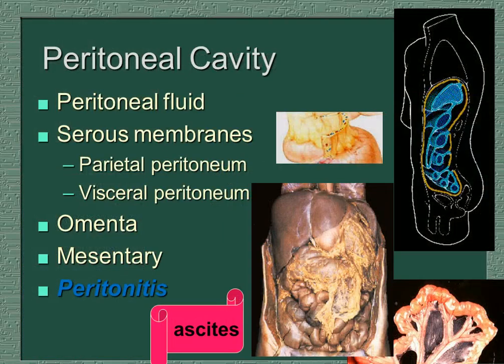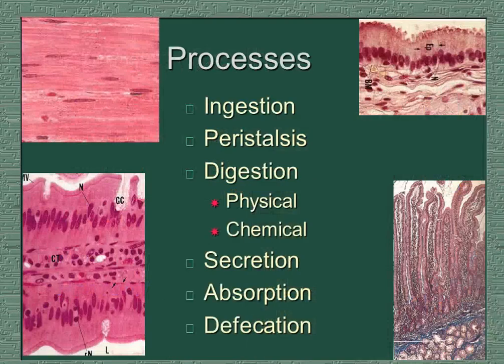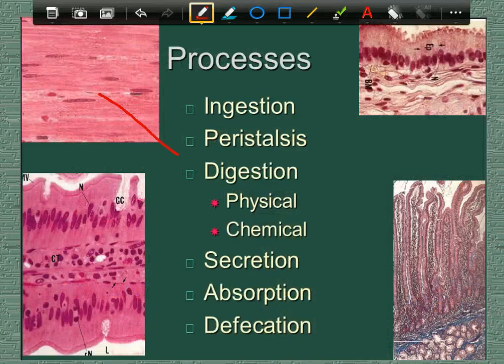And just a second, I went too far. Right over here is some smooth muscle. These are nuclei right here, and the cells are really long fusiform cells.